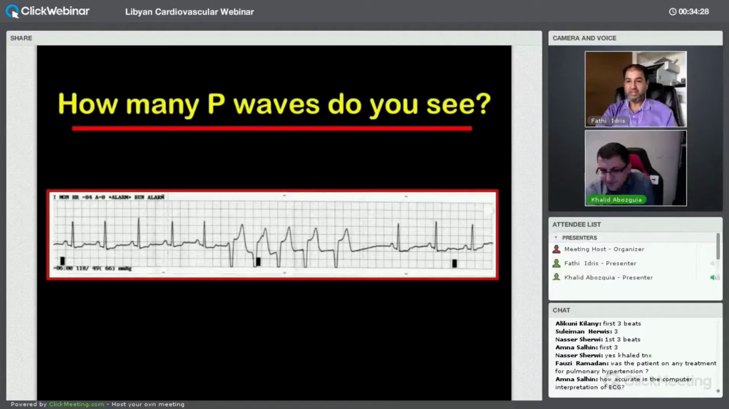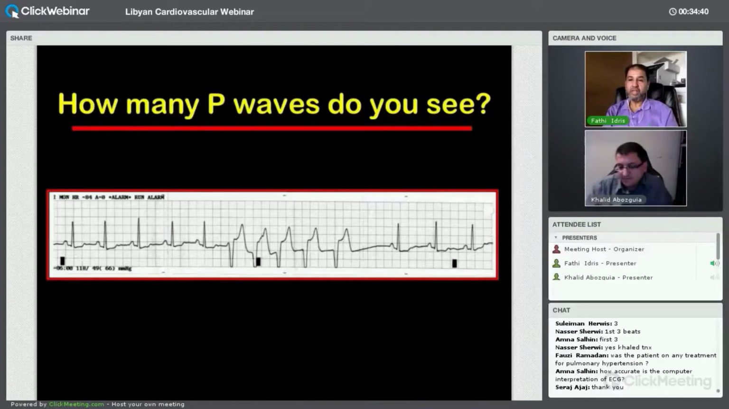But I think there's a question from Dr. Fawzi Ramadan: was the patient on any treatment for pulmonary hypertension? Right, good question. Yeah, that patient, the one I showed you, she was in end-stage pulmonary hypertension, end-stage scleroderma.